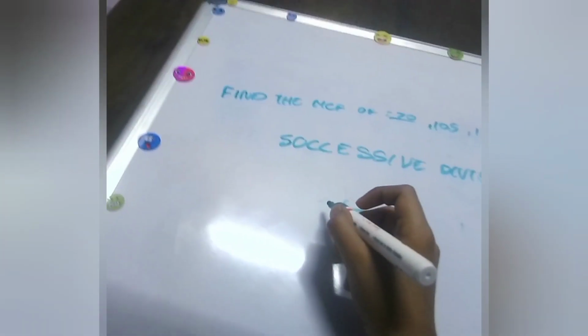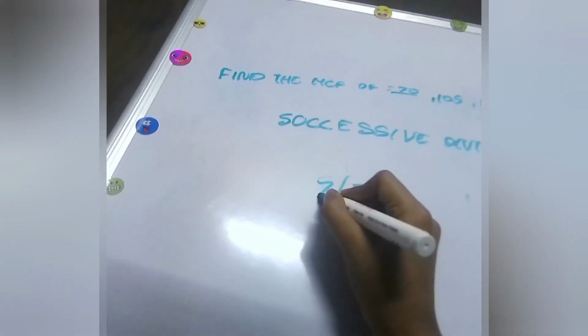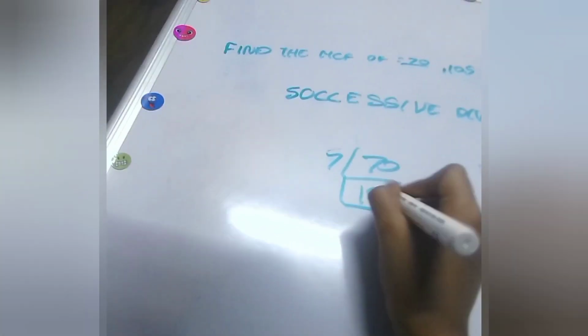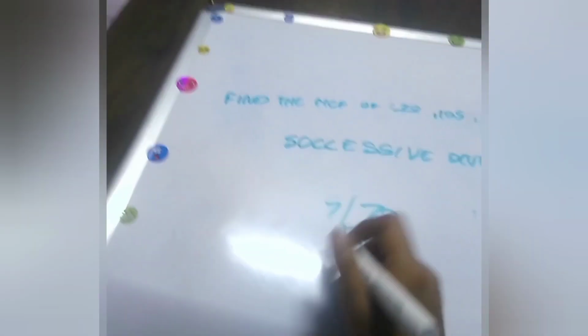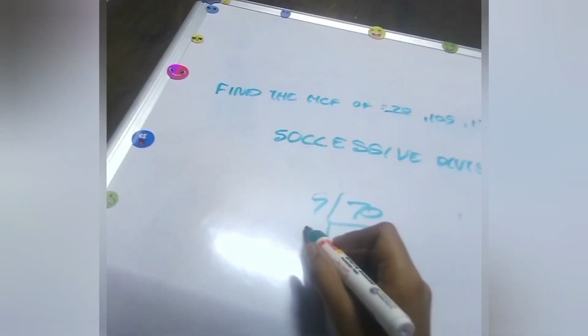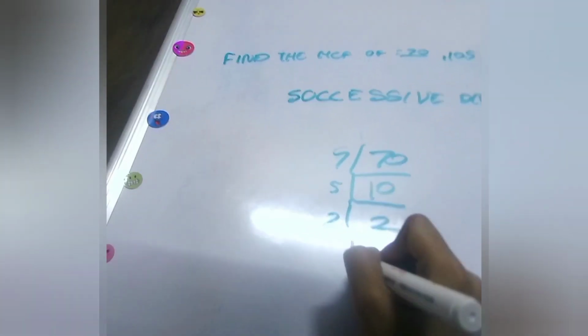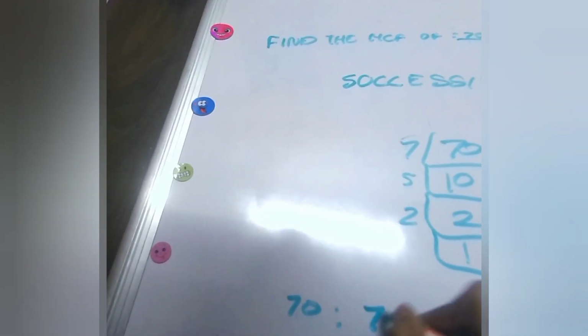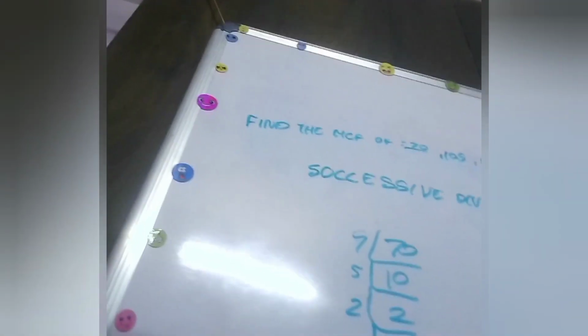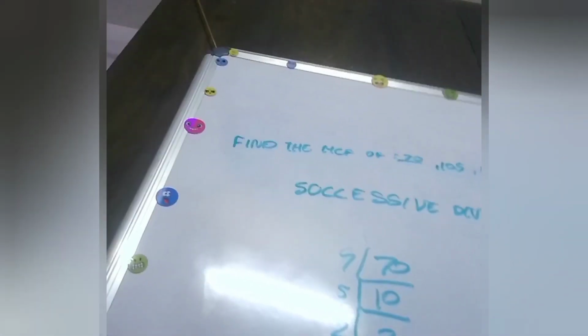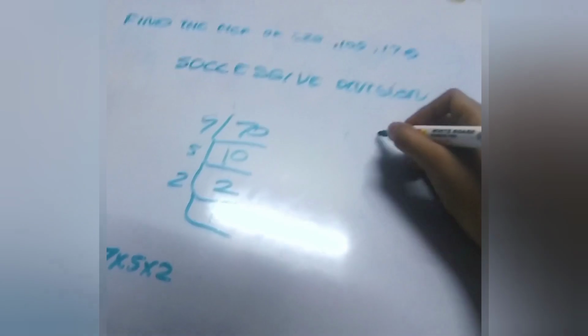Yes, it is divisible by 7. 7 into 10 is 70. Yes, so 10 is divisible by 5. 5 is also a prime number. 5 2s are 10. Then 2 is a prime number, so 2 1s are 2. So I write 70 as 7 into 5 into 2. If you check this, you would get the answer as 70. 2 5s are 10. 10 7s are 70. Yes. Okay, now 105.